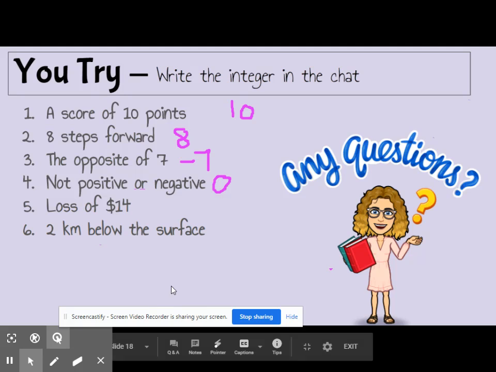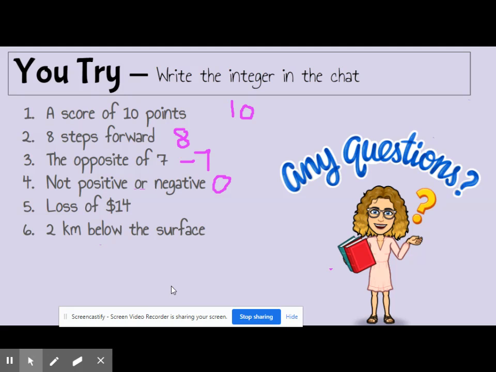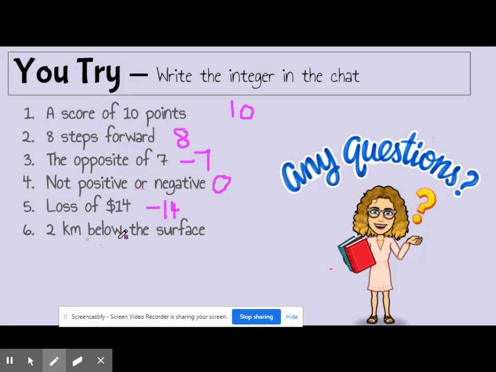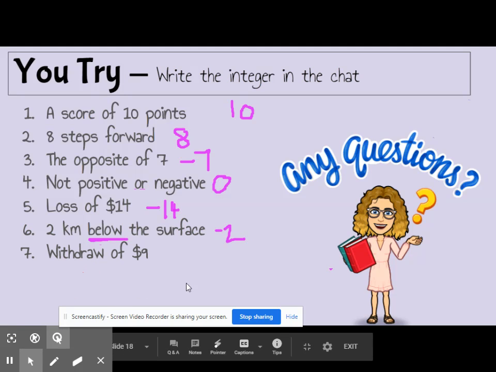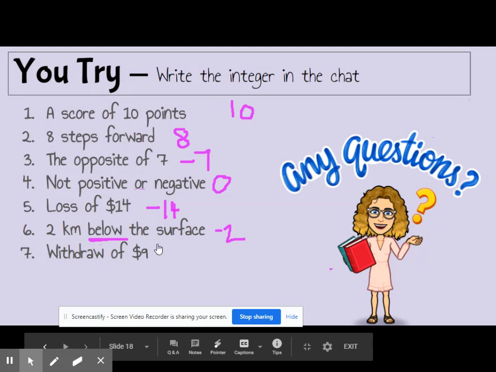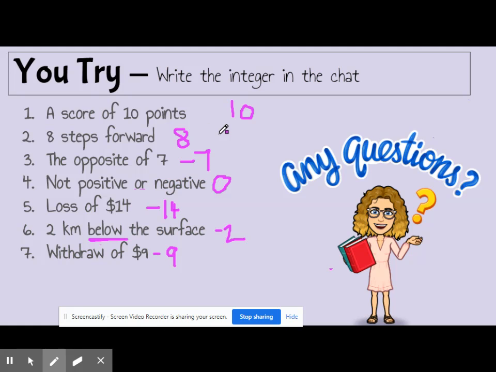A loss of $14. I did 2 at a time. If you're losing money, that is negative. 2 kilometers below. Below is going to be negative. And withdraw. Withdraw is when you lose money. Okay, you're not losing it, you're taking money out of your account. When you take money out of your account, taking it out means negative. You're subtracting it out. And that was our goal today.